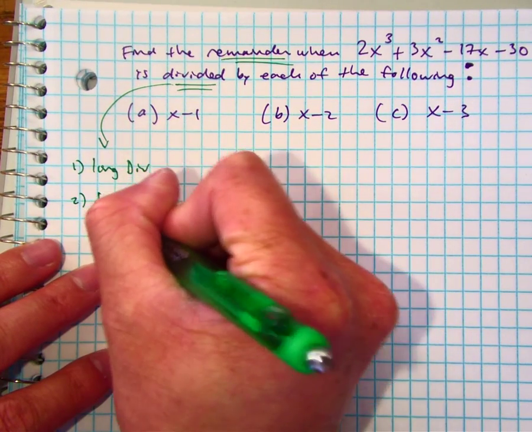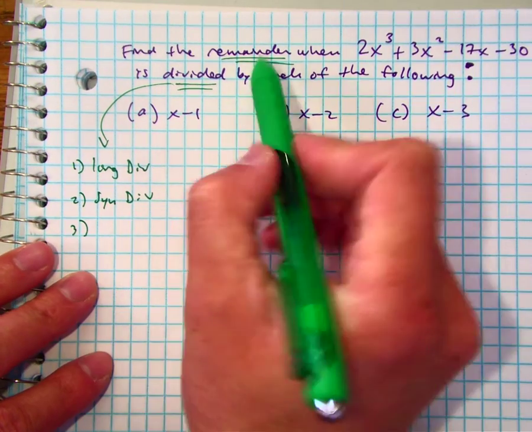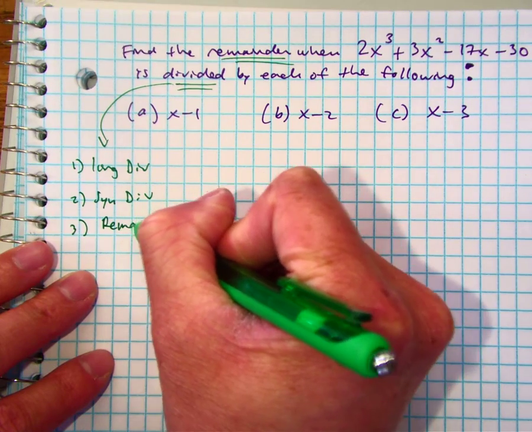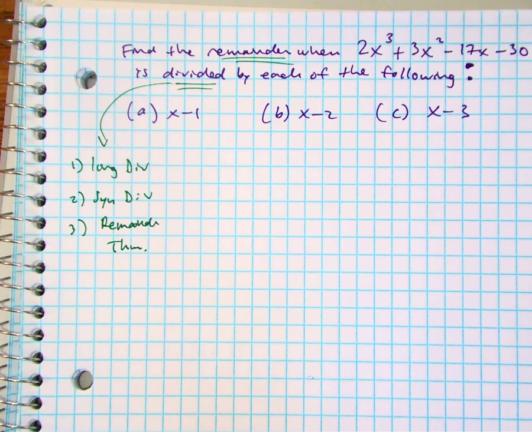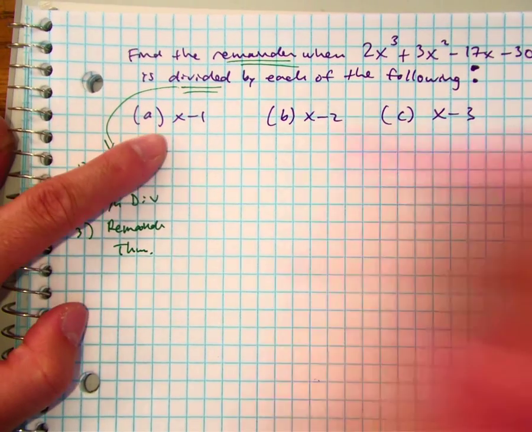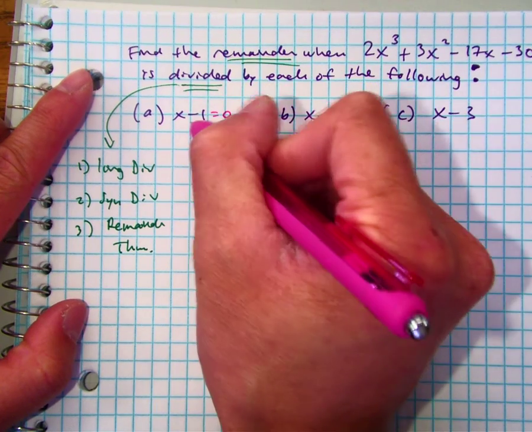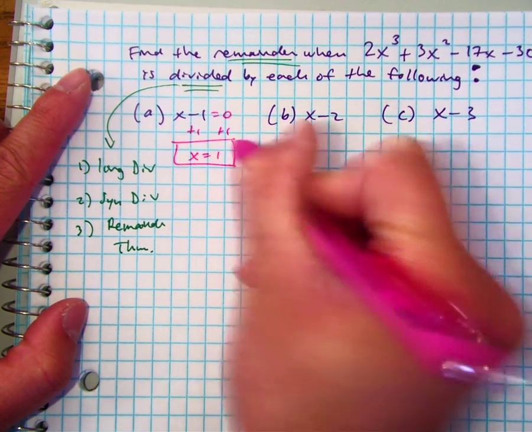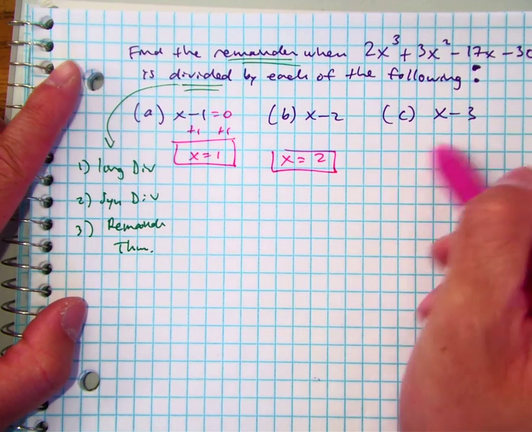What's another way? Synthetic. Okay, you can use synthetic division. But you can also use the remainder theorem. Raise your hand if you use that. Now, the nice thing about that is that all you have to do is do what with each of these? Set it equal to 0, add 1 to both sides, and I have x equals 1, x equals 2, and x equals 3.